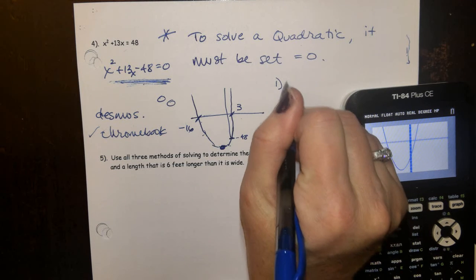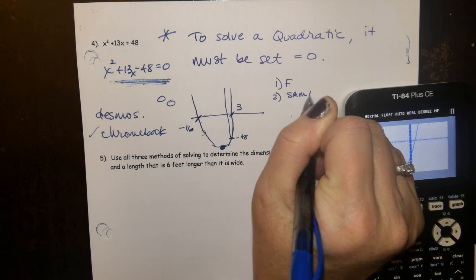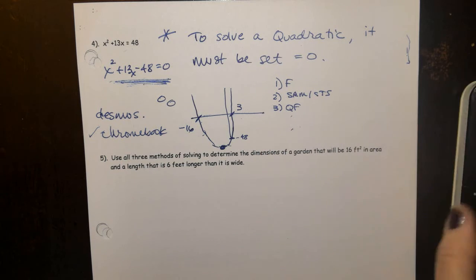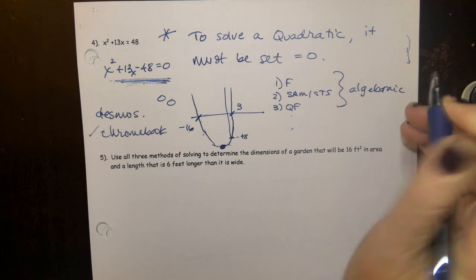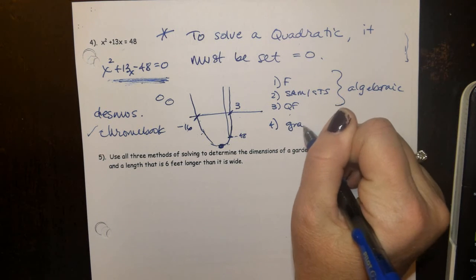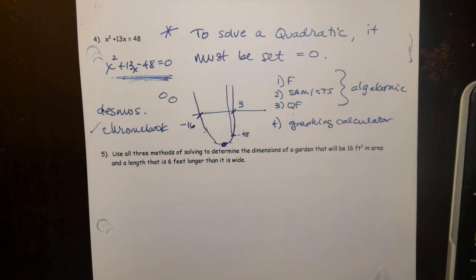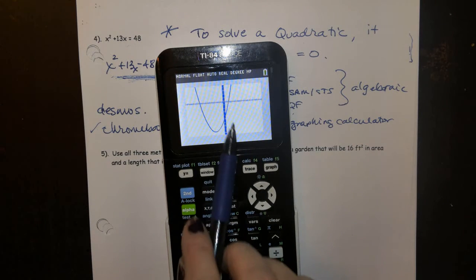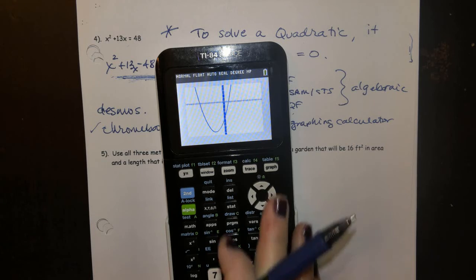So these three: factoring, square roots method, completing the square, and quadratic formula. These are all algebraic ways to solve. But the fourth way is always your graphing calculator. I'll try to keep playing with this. In Math 3 and Math 4, I use your calculator a lot. We'll do our best, right?